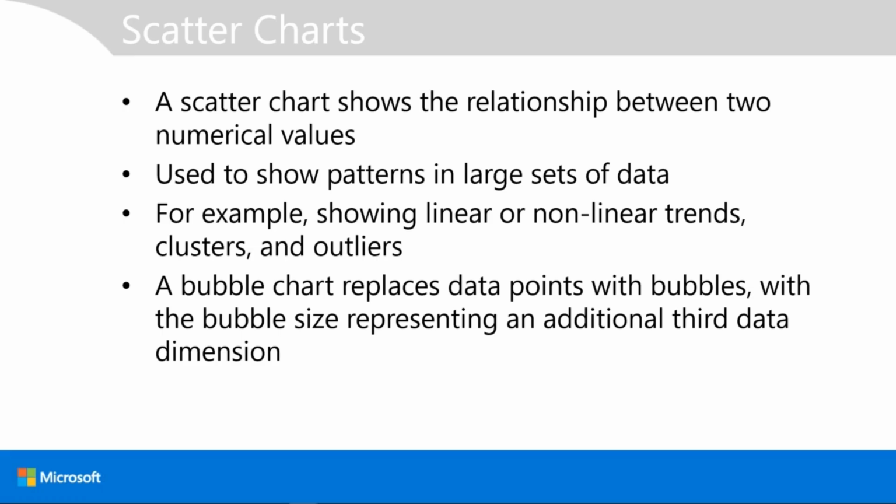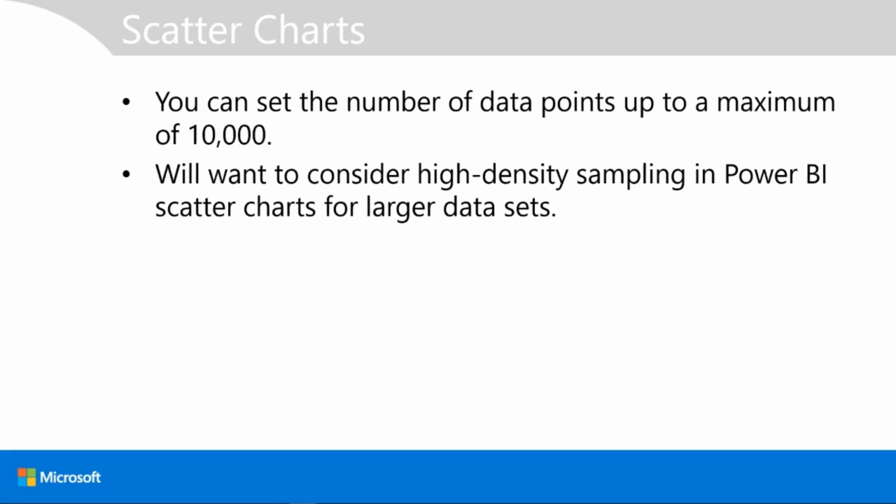Scatter charts show the relationship between two numerical values. They're used to show patterns in large sets of data, for example, showing linear or non-linear trends, clusters, and outliers. And a bubble chart can replace data points with bubbles, with the bubble size representing an additional third data dimension. With scatter charts, you can set the number of data points up to a maximum of 10,000. We will want to consider high-density sampling in Power BI scatter charts for large data sets. So let's go take a look.